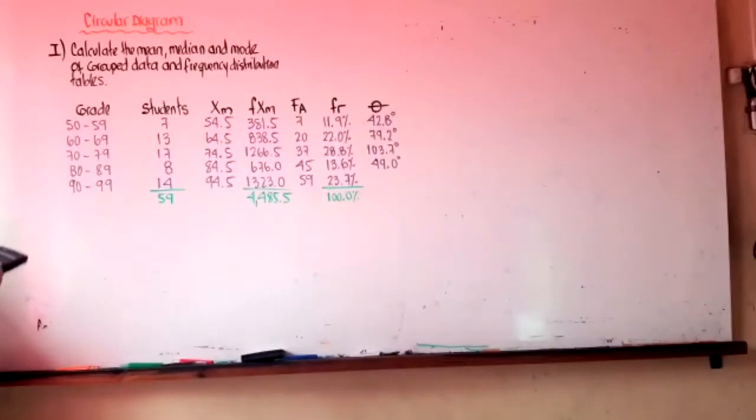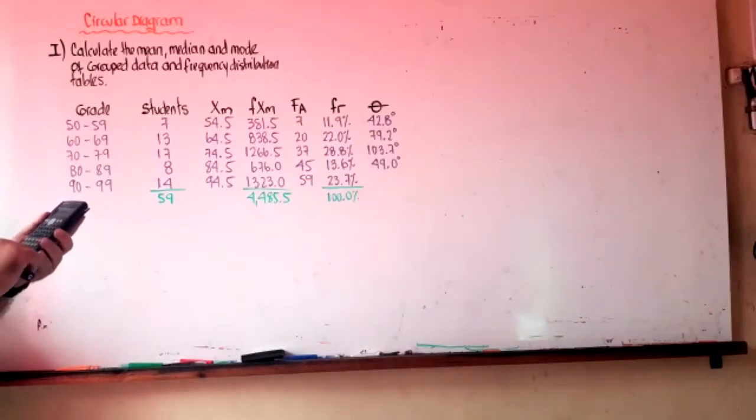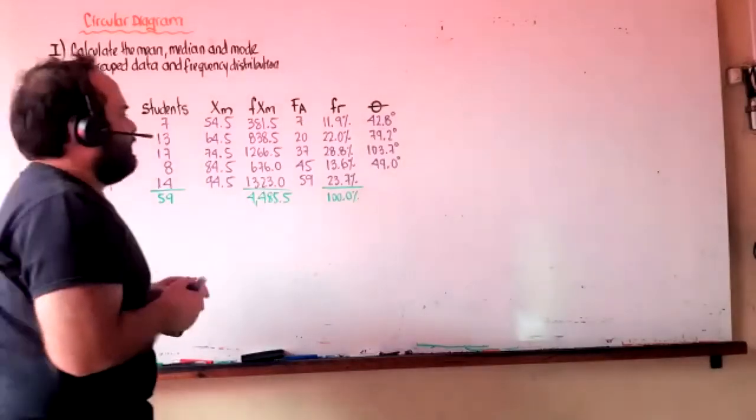And the last one, we have to divide, and let me check again. Let me see if I made a mistake. Ah, no, it's very good. And the last one, 23.7 divided by 100 and multiplied by 360, that will be 85.3.